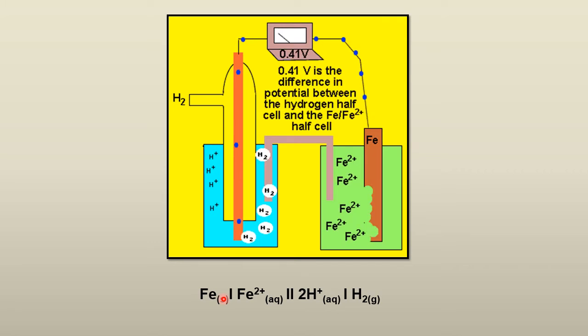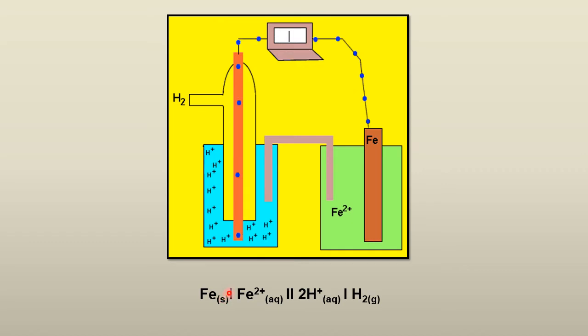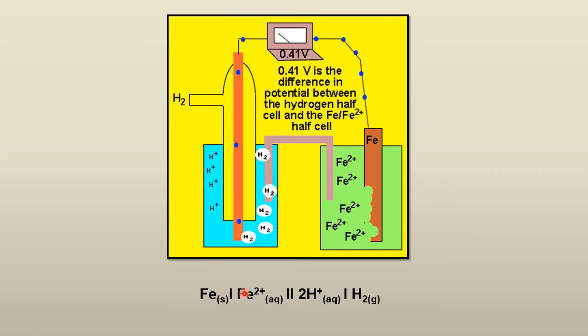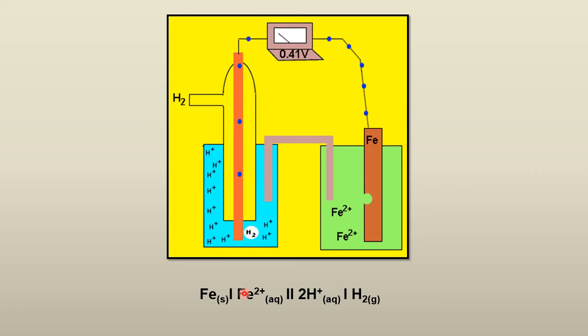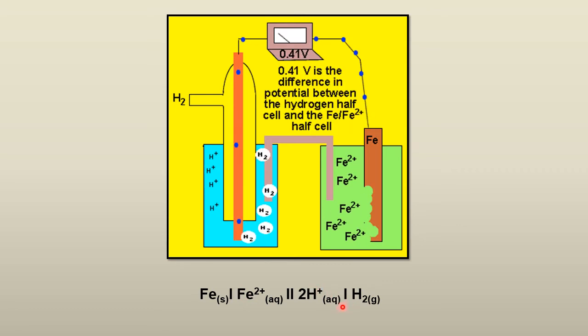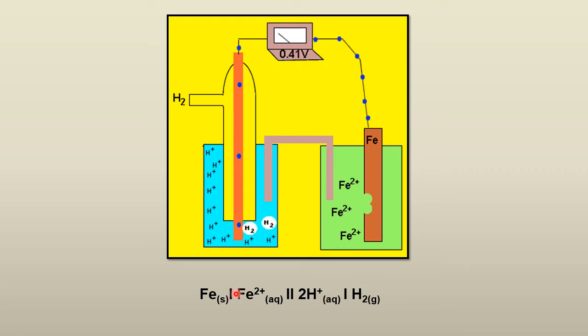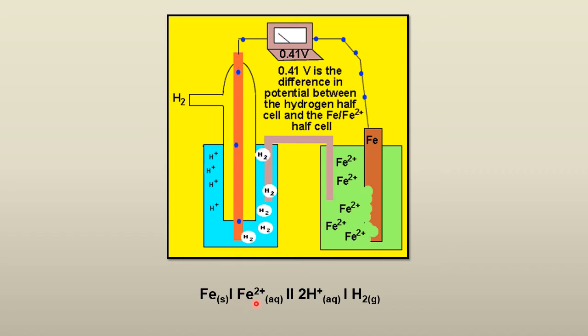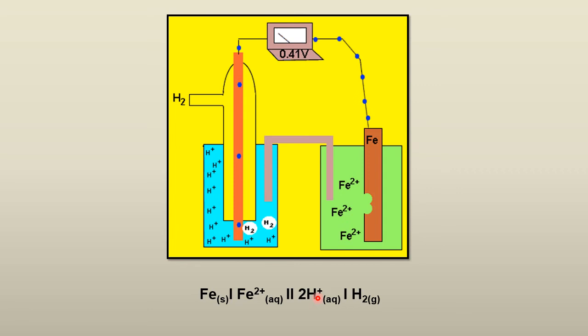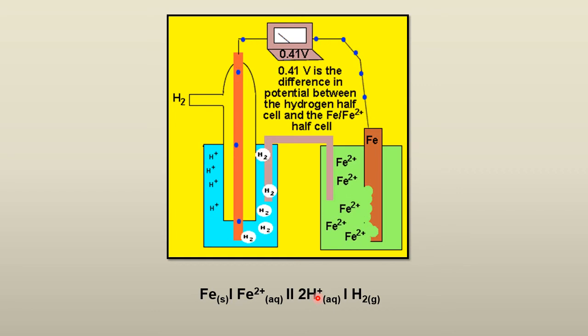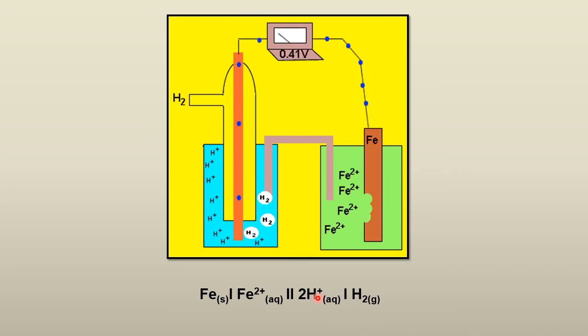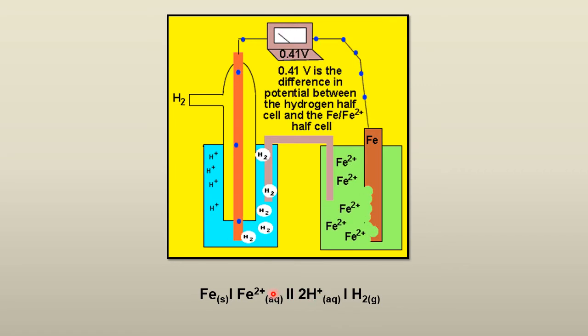0.44 volts, or somewhere it is given as 0.41, so depending upon the given voltage we are going to take it. So the oxidation potential of iron is 0.41 or 0.44 as per the given data, and the oxidation potential of hydrogen is 0. So the oxidation potential of iron is more, hence it is going to act as an anode, whereas hydrogen is going to act as a cathode.